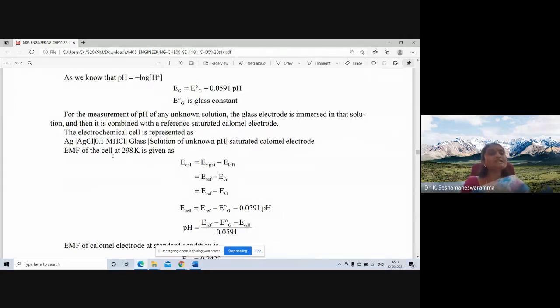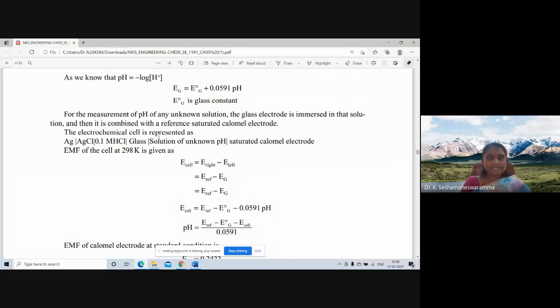So the EMF of the cell at 298 kelvin is given as E cell is equal to E right minus E left. You have to remember this equation too. The majority of the problems will come through this. E cell is equal to E right minus E left, that is, E reference electrode minus E glass electrode.